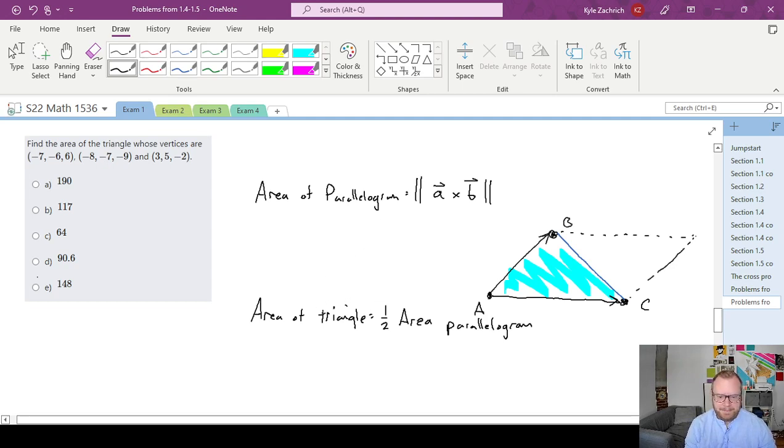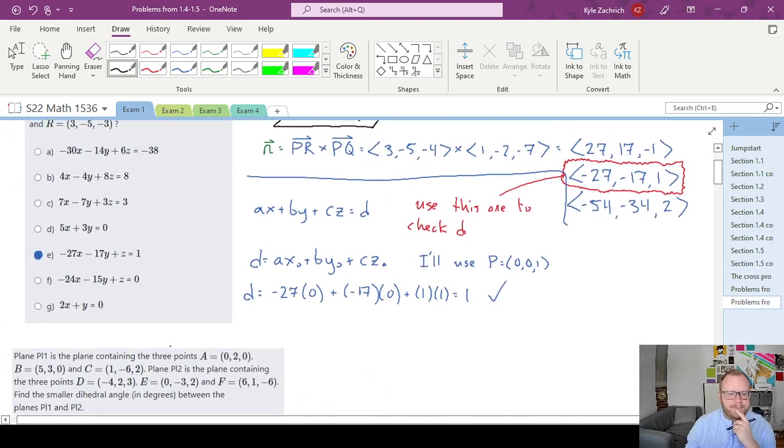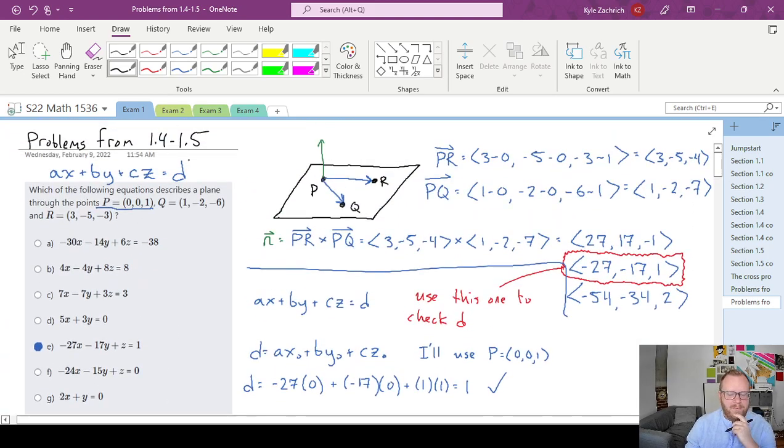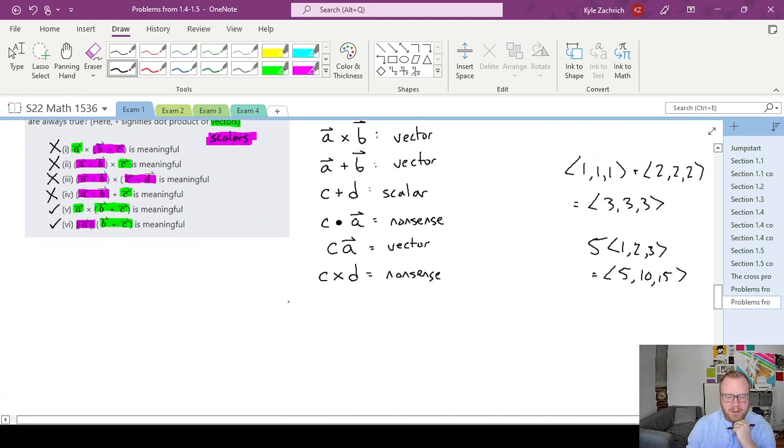Okay, all right, that should be enough to allow you to solve all of the problems from 1.4 and 1.5. Next time we meet for lecture, I'll go over 1.6, which is a very short section on lines. But that'll be everything I'll need for quiz 3. And then we'll spend time preparing for the exam that you've got at the end of the month.